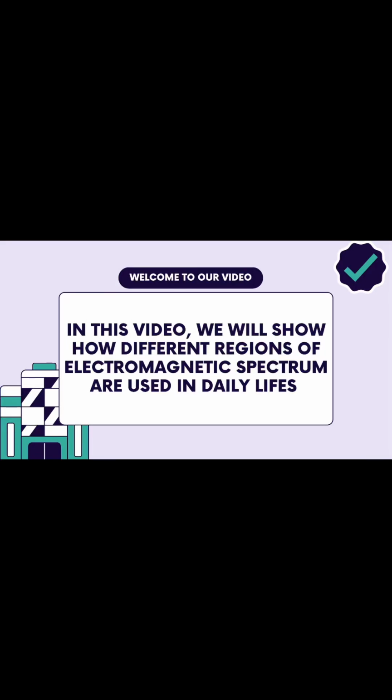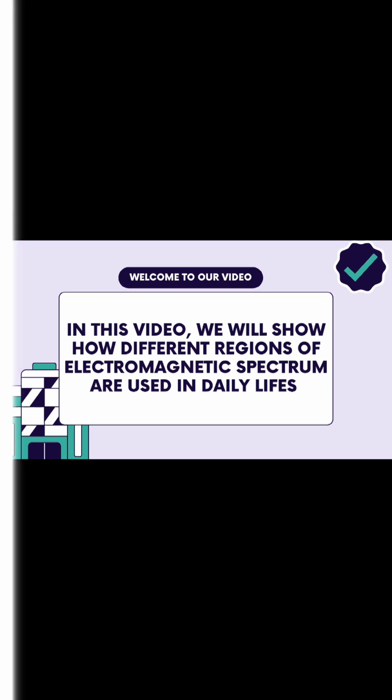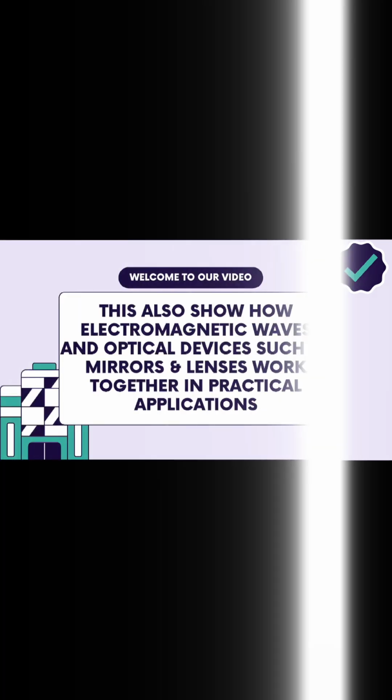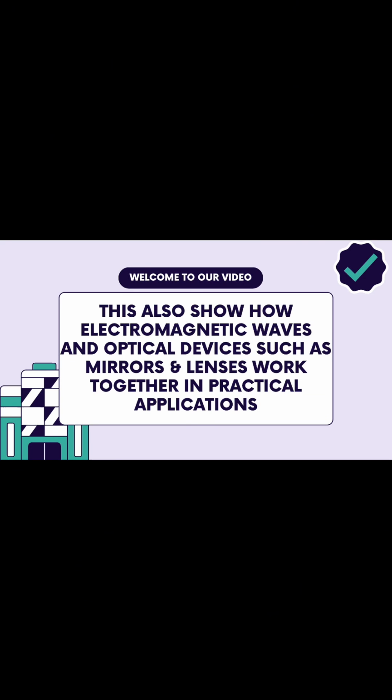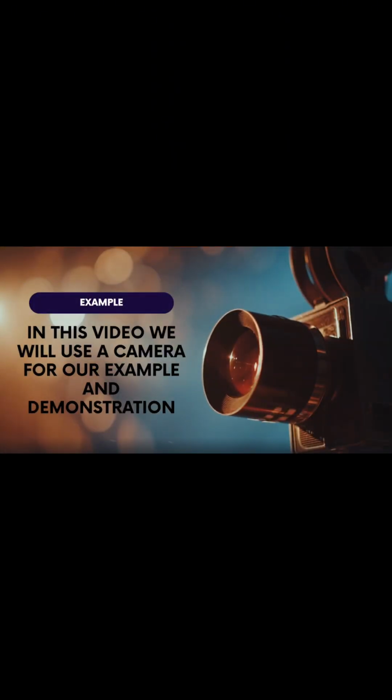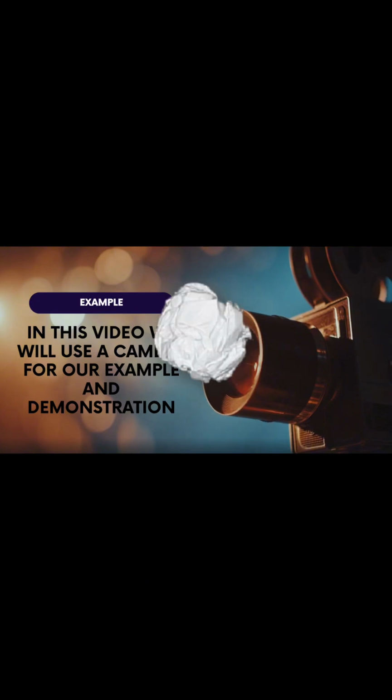In this video, we will show how different regions of the electromagnetic spectrum are used in daily life and how mirrors and lenses form images that affect how we see and use light. This also shows how electromagnetic waves and optical devices such as mirrors and lenses work together in practical applications. In this video, we'll use a camera for our example and demonstration.